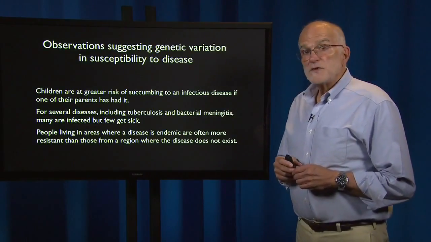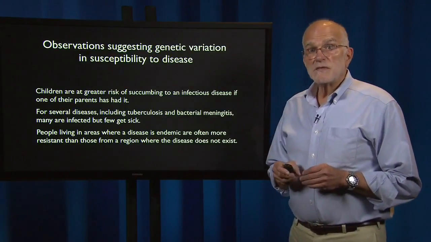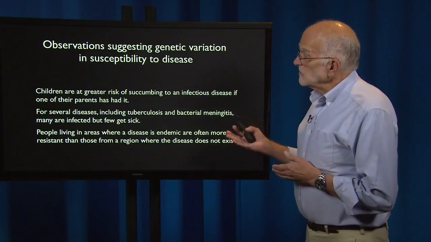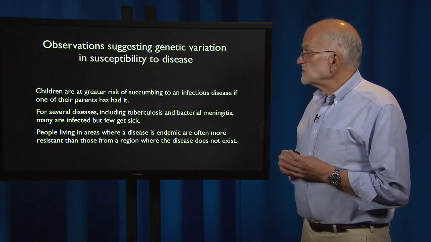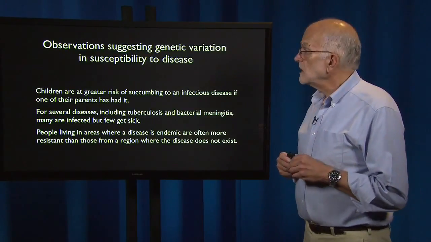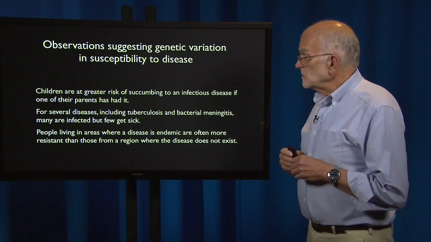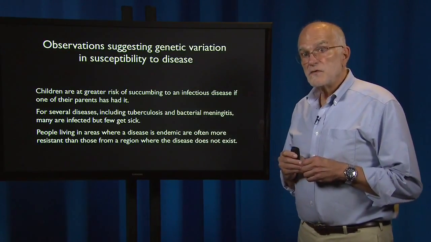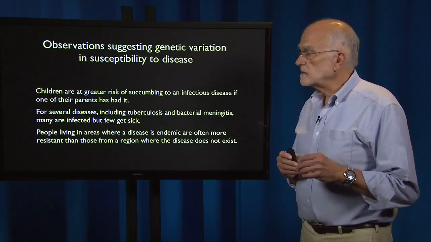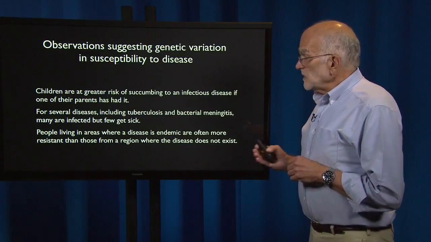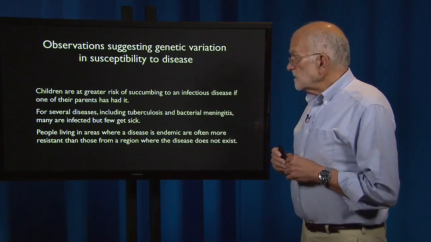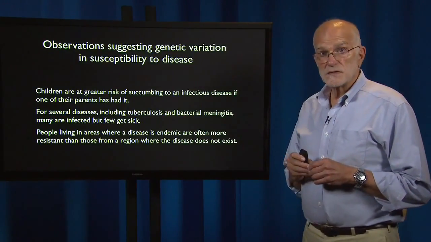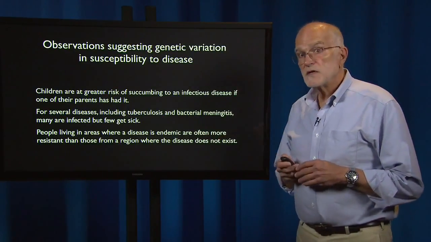There were observations quite a while back that suggested that people vary genetically in their susceptibility to disease. Children are at greater risk of succumbing to an infectious disease if one of their parents had it. For several diseases that include TB and bacterial meningitis, many are infected but few get sick, so some are resistant. People living in an area where a disease is endemic are often more resistant than those in a region where the disease does not exist, indicating that there's some local adaptation to disease.